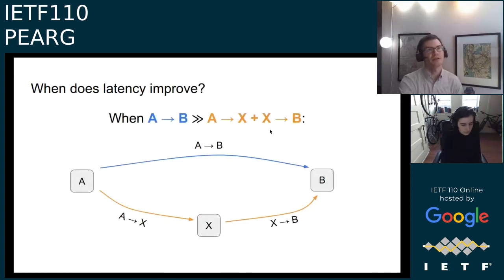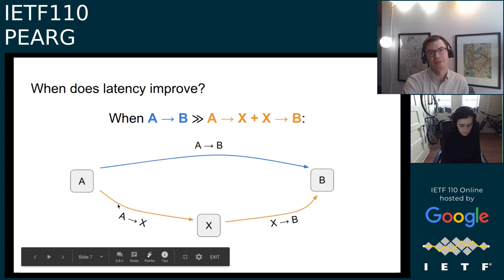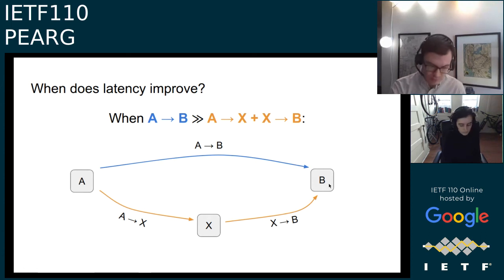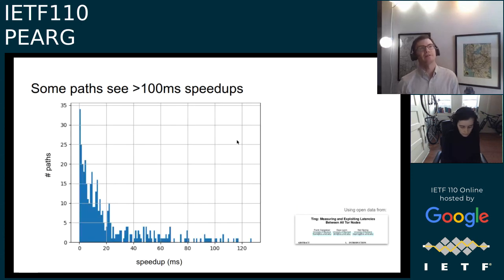So when is this going to provide latency improvements? Well, it's going to do that when the direct path is slower than the path from A to X and then from X to B. Geographically, this wouldn't happen. It's never going to be faster for me to walk to my destination via some other point than it would be to walk directly. But on the internet, in fact, this actually happens all the time. And we have some preliminary evidence that within the Tor network, it does happen.